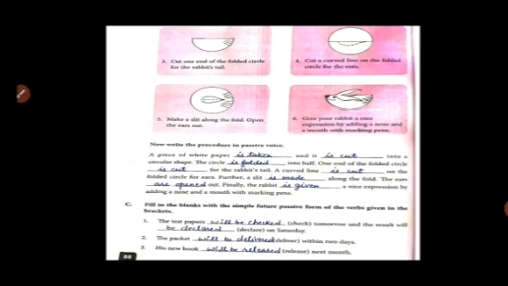Now, fill in the blanks with the simple future passive form of the verbs given in the brackets. In simple future passive form, we use shall be and V3 for the first person, and first person is I and we. For the rest of the pronouns and the nouns we use will be and V3. The test paper will be checked tomorrow and the result will be declared on Saturday.